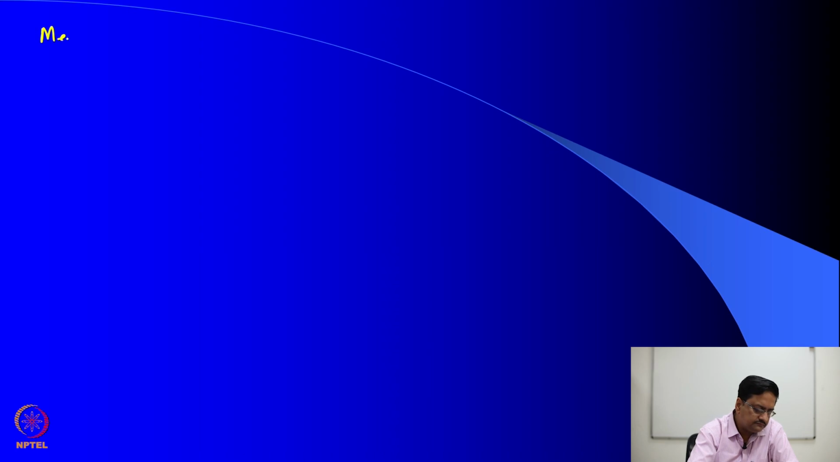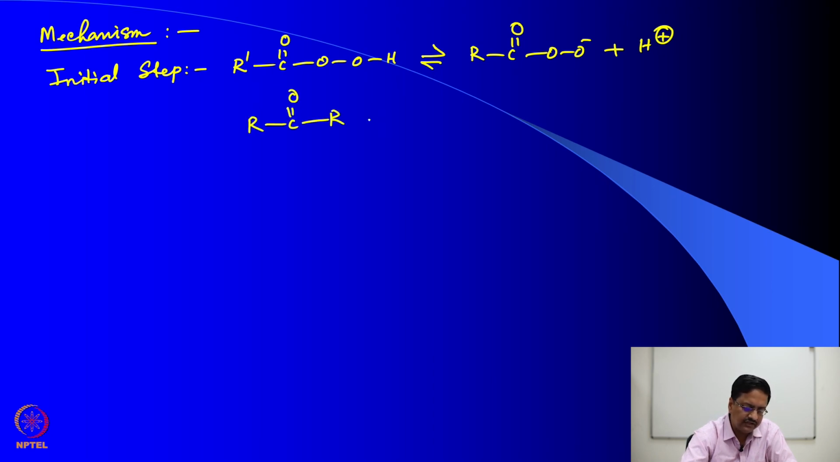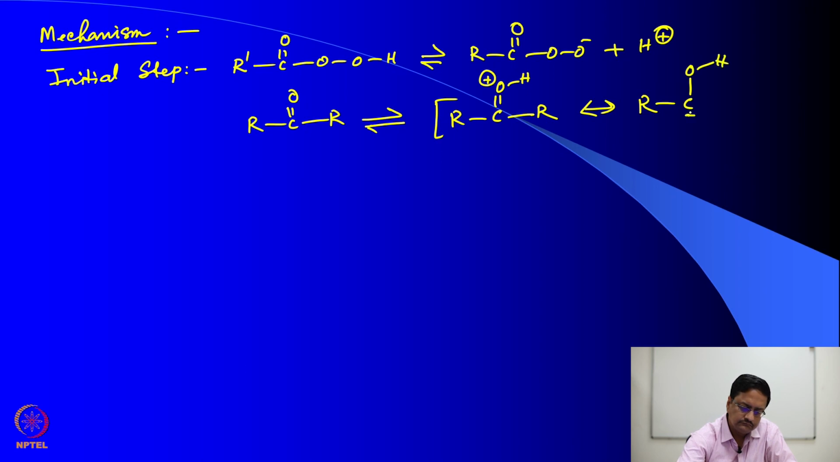So, the mechanism involves a few steps. The initial step, where the peroxy acid is dissociated to peroxy anion plus H plus, and this H plus is then taken up by the corresponding ketone to form the adduct. Which is also resonance stabilized.